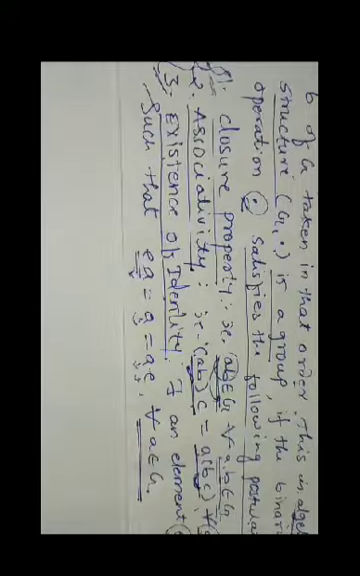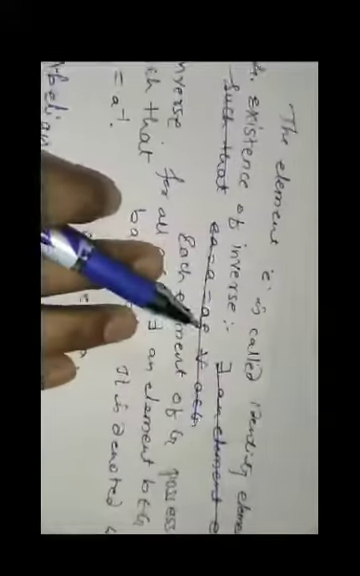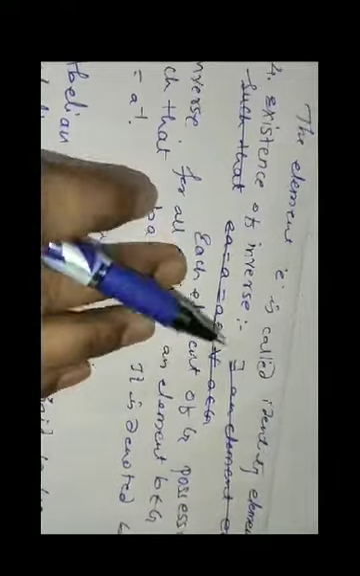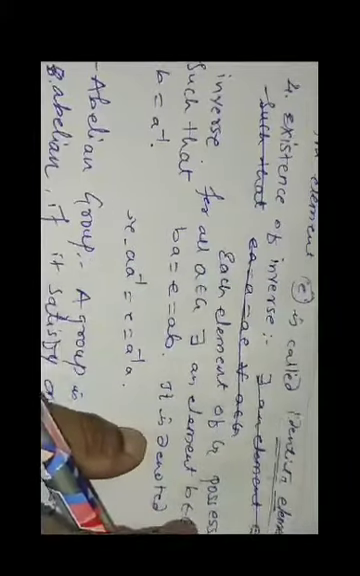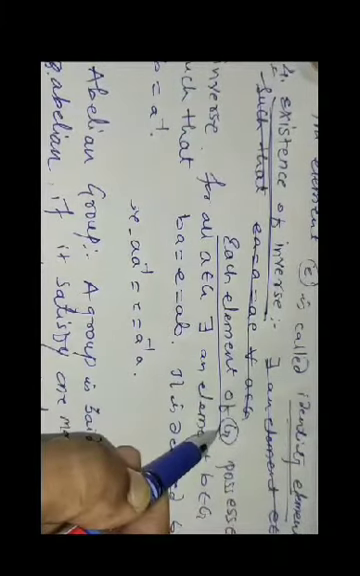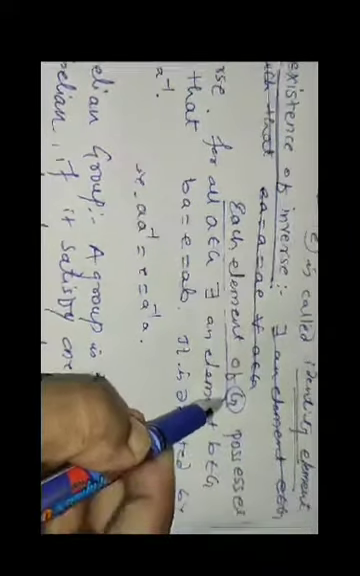Now we discuss the last property. That element is called the identity element. See here, identity element. That property name is existence of identity. Next is the fourth point, and that is the existence of inverse. What is meant by the inverse? Each element of G, none element should be left there.